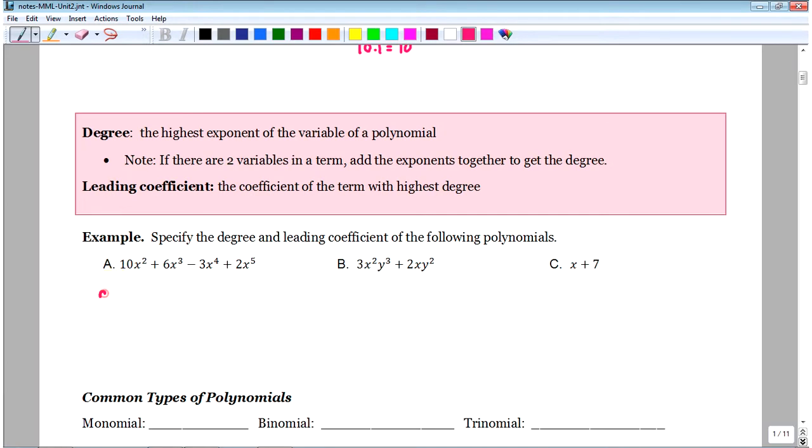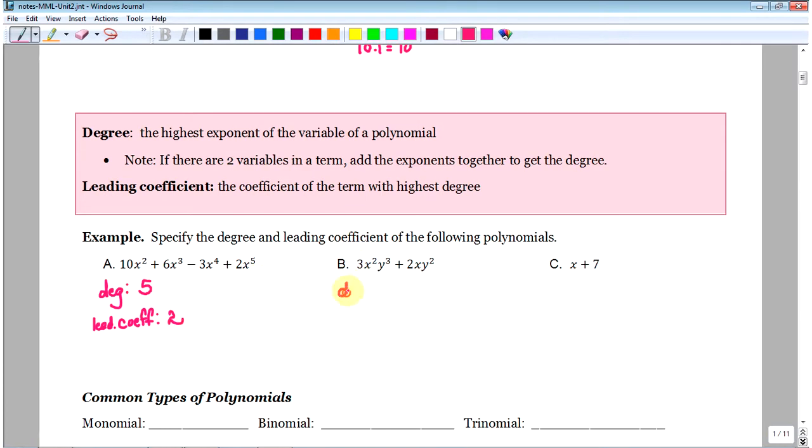So let's start with the degree. The degree is the highest exponent of the variable. Usually our terms are written with their exponents in descending order. However, that's not always the case. So we see that the highest exponent is 5. So that's going to be the degree of this polynomial. The leading coefficient is the coefficient of the term of highest degree, and that is the number 2.